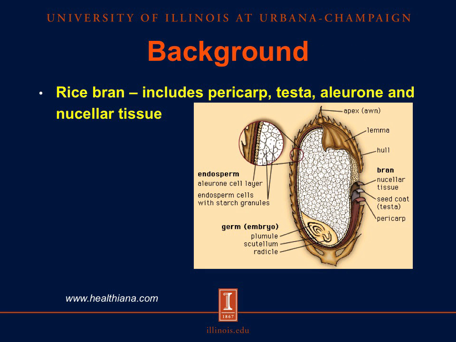Just a little background, this is the structure of a rice grain. The outer layer, commonly known as rice hull, includes the lemma, palea, and so on. This layer has no feeding value for non-ruminant animals. Underneath the hull is the bran, which includes the nucellar tissue, seed coat or testa, pericarp, and aleurone layer. The rest of the grain consists of embryo and endosperm, commonly known as polished rice.